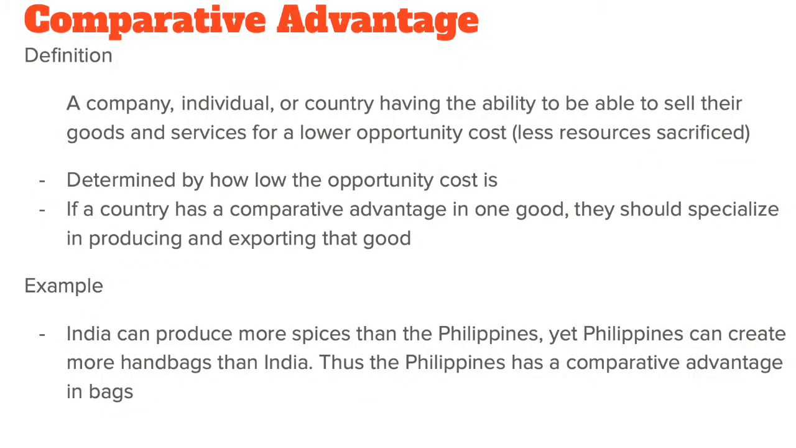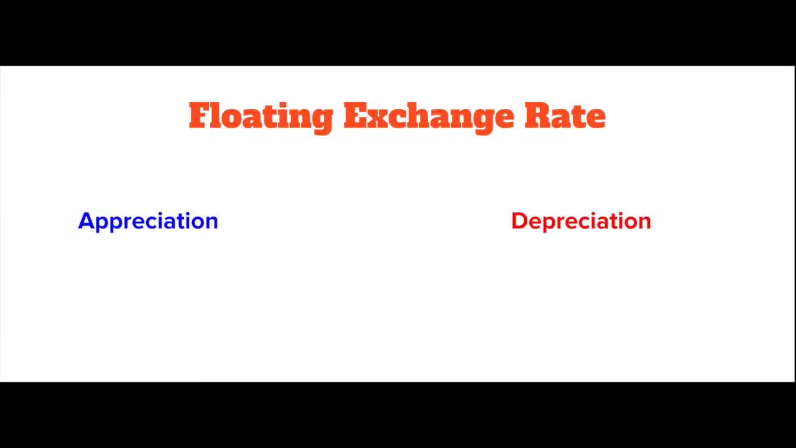Comparative advantage is a company, individual, or country having the ability to sell their goods and services at a low opportunity cost, determined by how low the opportunity cost is. If a country has a comparative advantage in one good, they should specialize in producing and exporting that good. One example is India can produce more spices than the Philippines, yet the Philippines can create more handbags than India. Thus, the Philippines has a comparative advantage in bags. Floating exchange rate is divided into 2 parts, appreciation and depreciation, to measure the advantage of a country in trade.